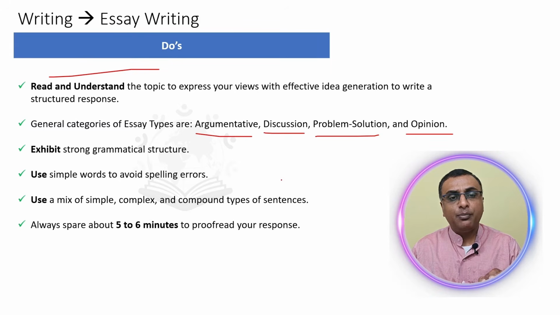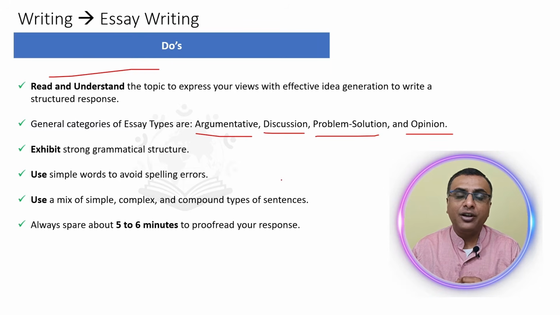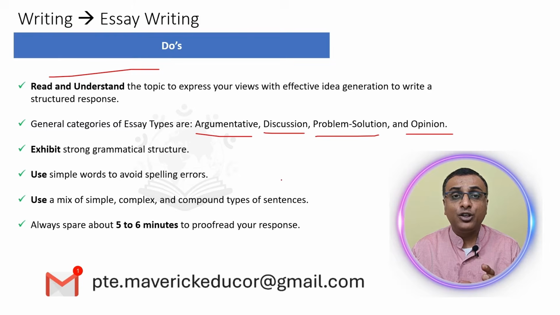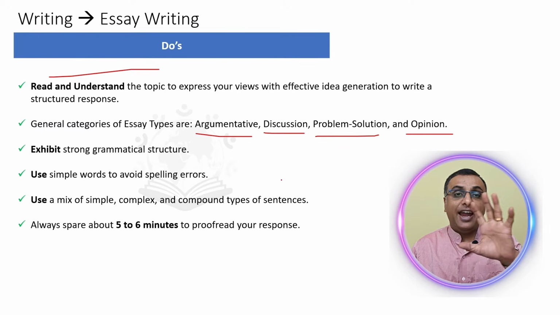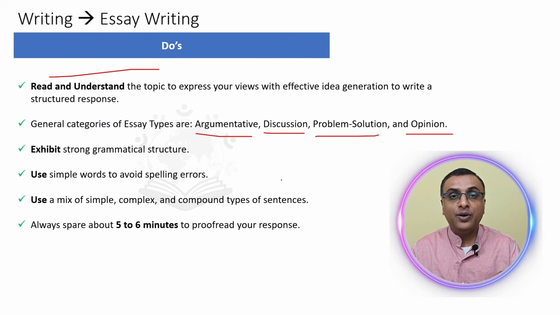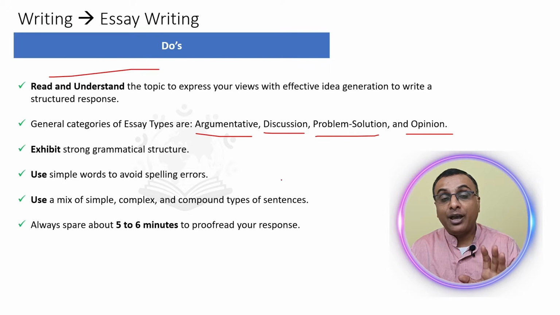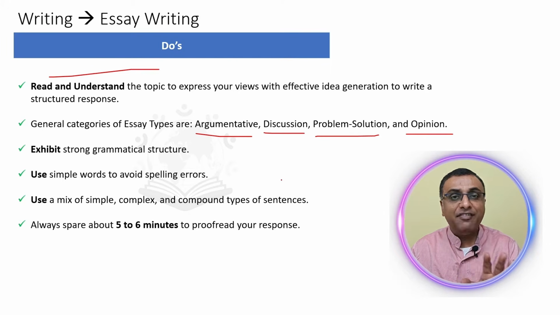Next, always spare about 5 to 6 minutes to proofread your response. PTE is giving you 20 minutes of time for each essay question. In those 20 minutes, take aside about 5 to 6 minutes, without missing, to proofread your entire essay, word by word, punctuation by punctuation, preposition by preposition, articles, vocabulary, and spellings. Never miss this. If you miss this, then you may end up getting fewer marks in your essay.